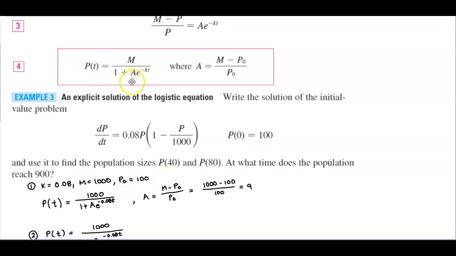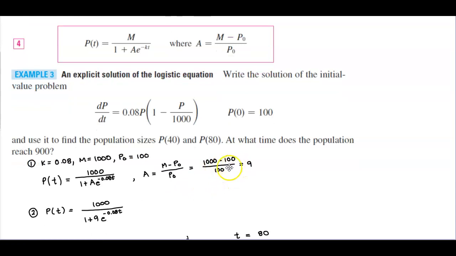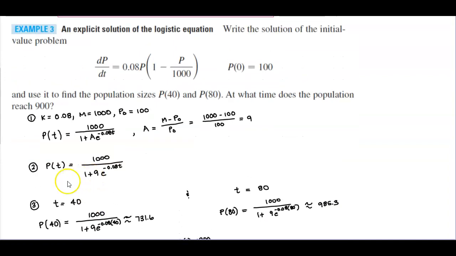So using this formula in equation number 4, p of t is going to equal 1,000 divided by 1 plus a e to the negative k, which is 0.08 t. And then we can also figure out what a represents by taking the carrying capacity, subtracting the initial population, and dividing it by the initial population. So we have 1,000 minus 100, which is divided by 100, which is equal to 9. So in step 2, we can write p of t, which is equal to 1,000 divided by 1 plus 9 times e to negative 0.08 t.